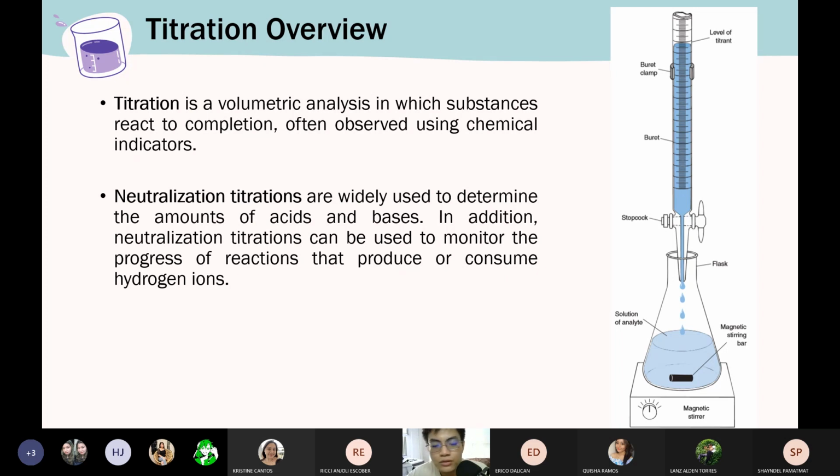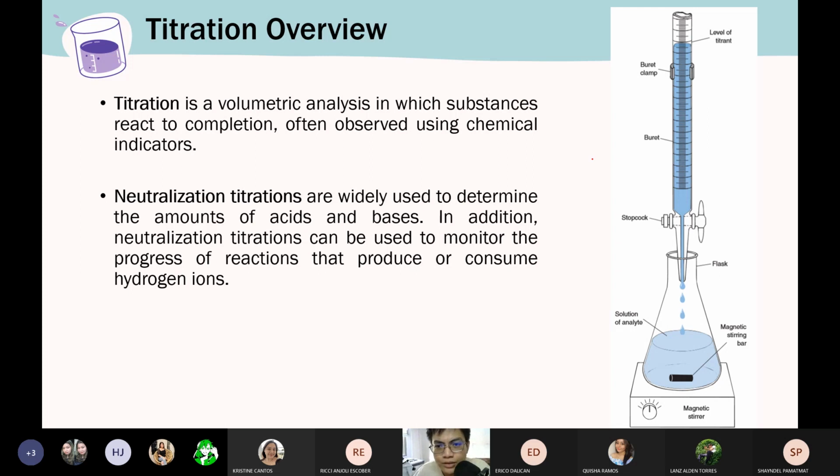And not only that, we also use volumetric apparatus. When you say volumetric apparatus, these are apparatus that have graduations, no? So sila may mga markings dito sa ayan. For example, this one is a burette. It has some graduation or may mga markings sila. Okay? And that will actually help you to know the volume of liquid dispensed by the apparatus.